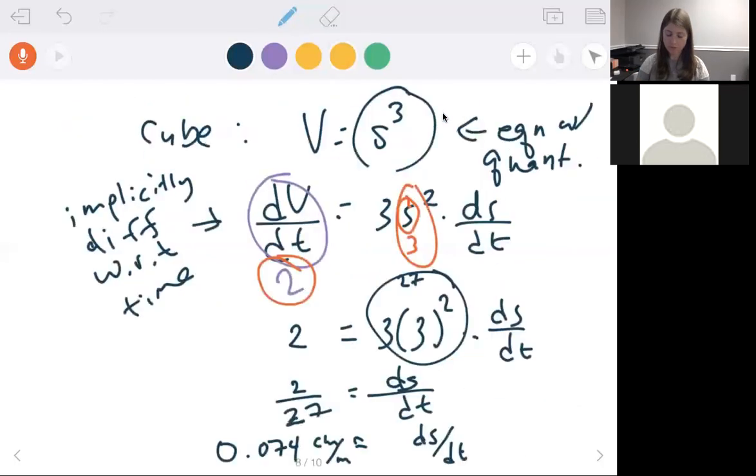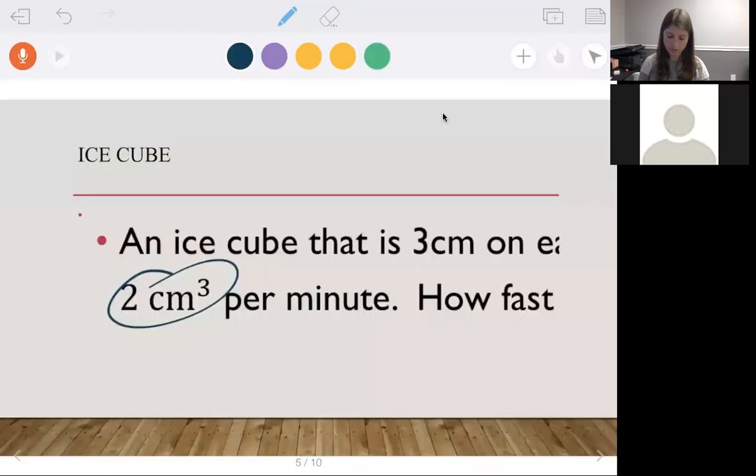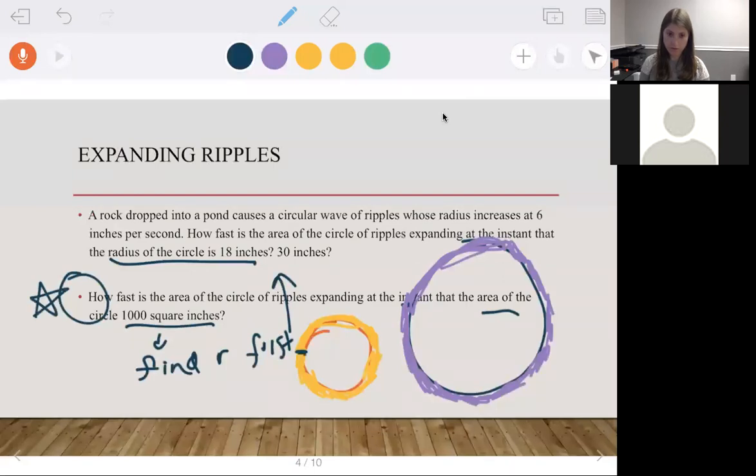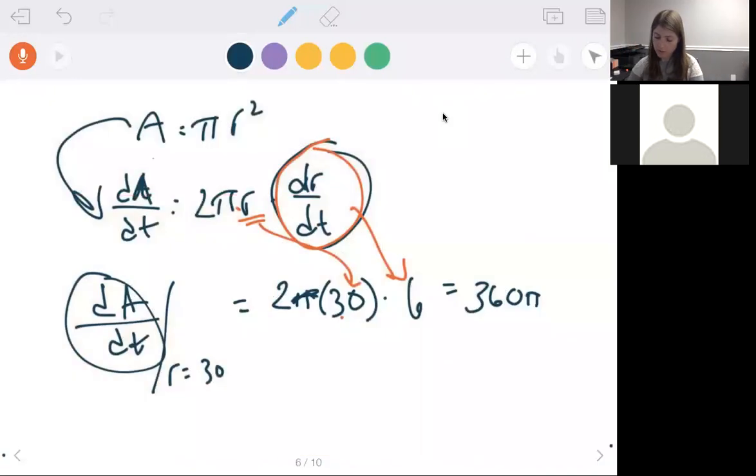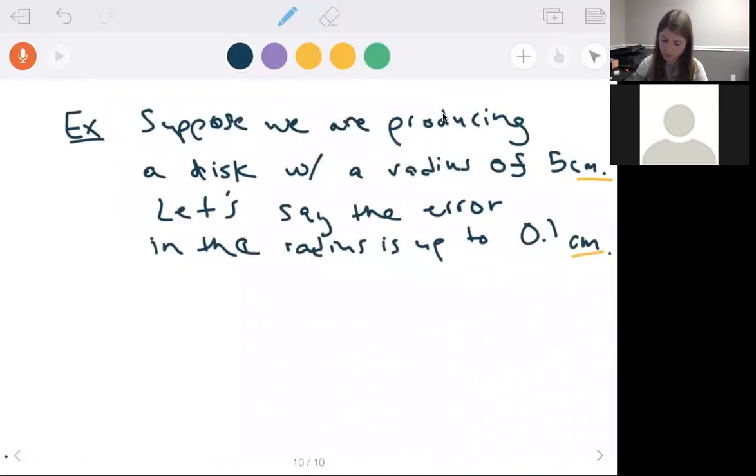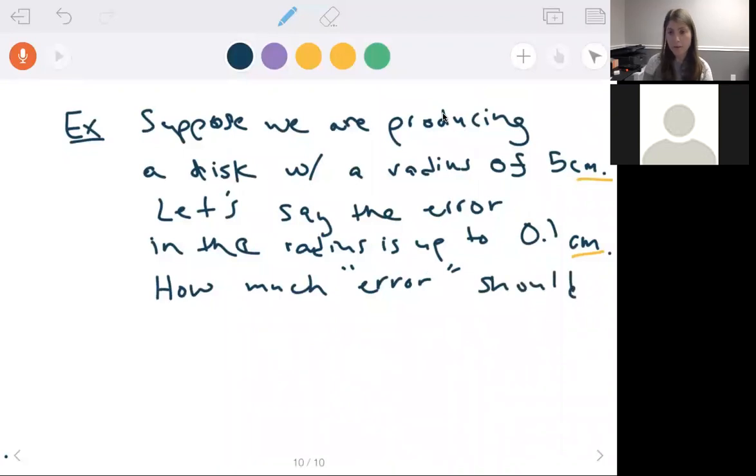Think about your picture. If this little amount on our ring, you guys can see there and here, represents like 1/10 of an inch, you can see that if we're producing a small disk, we're going to get some error, but if we're producing a bigger disk, that error is going to be even bigger in terms of area. So what we want to know is how much error, sometimes they'll phrase this different ways, but how much error should we expect in our area measurement?